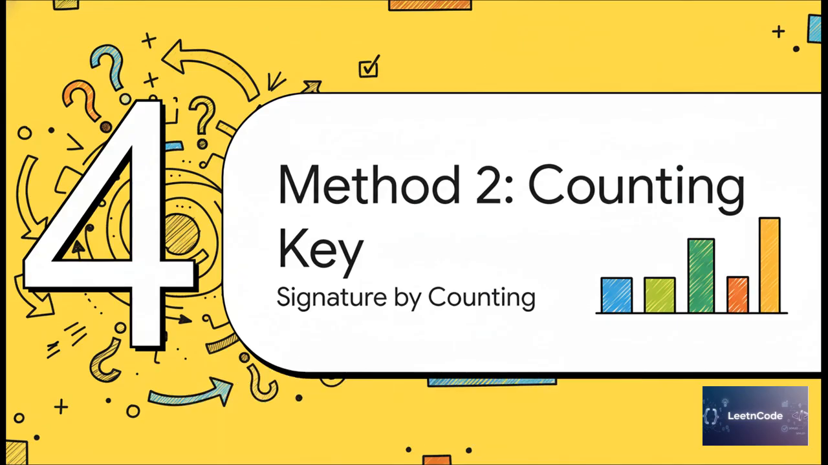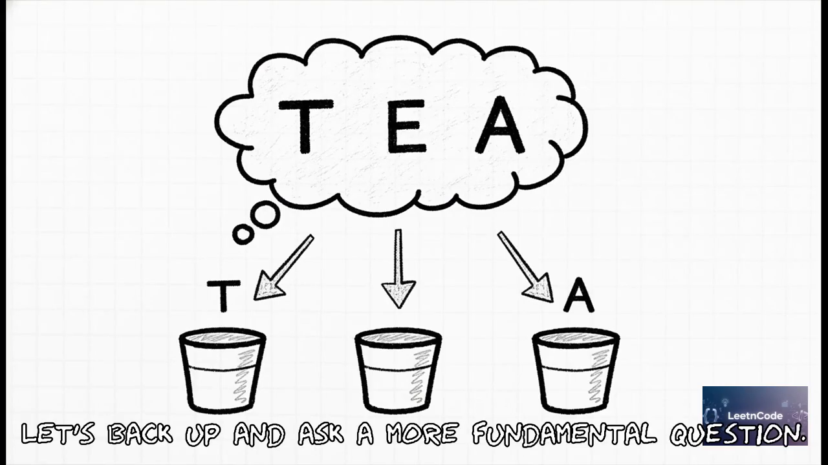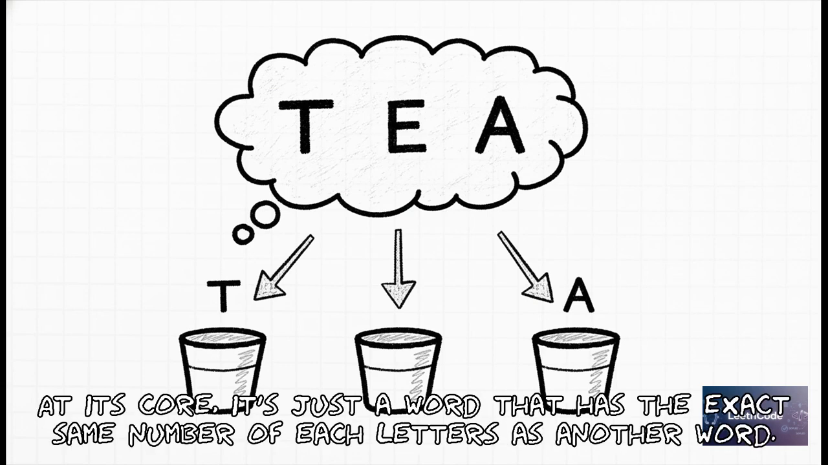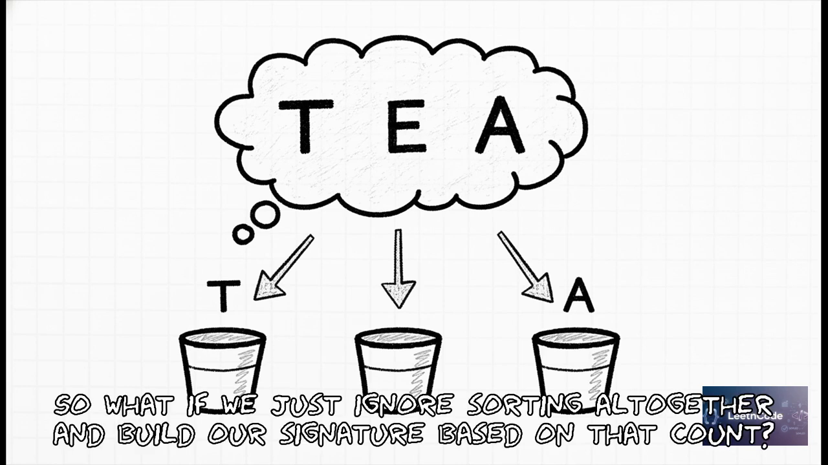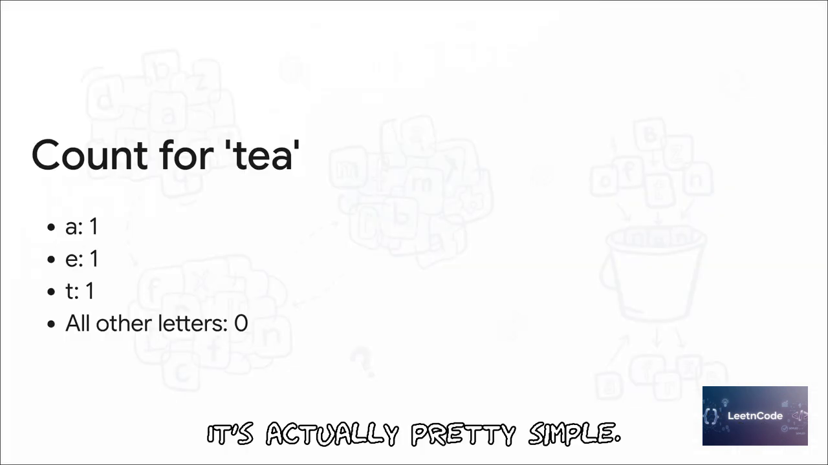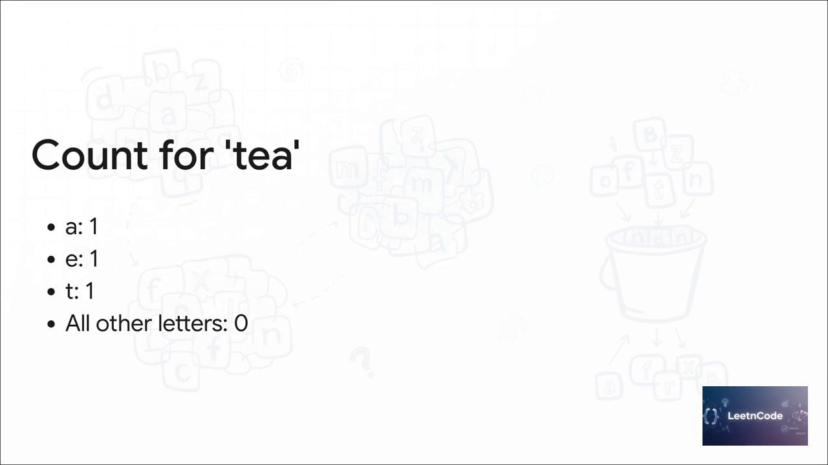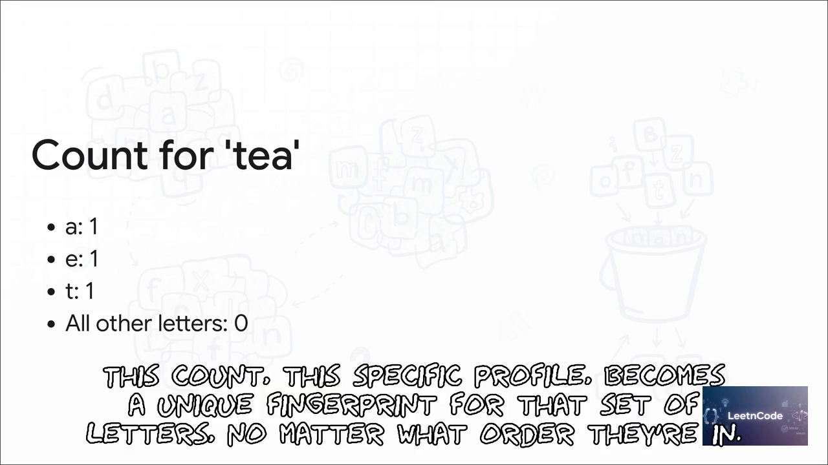bit of counting. Let's back up and ask a more fundamental question. What is an anagram, really? At its core, it's just a word that has the exact same number of each letter as another word. So, what if we just ignore sorting altogether and build our signature based on that count? It's actually pretty simple. For a word like tea, the count is just 1 A, 1 E, and 1 T. And 0 of everything else. This count, this specific profile, becomes a unique fingerprint for that set of letters, no matter what order they're in.